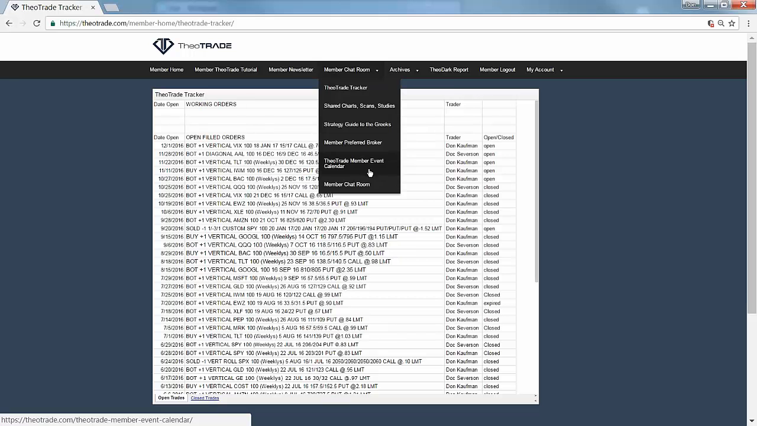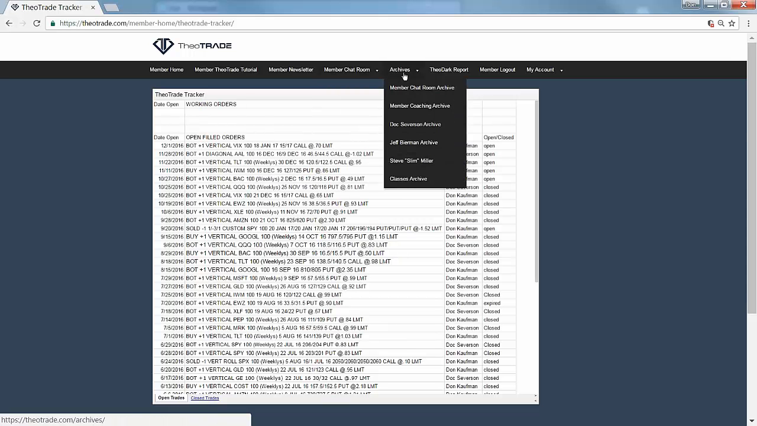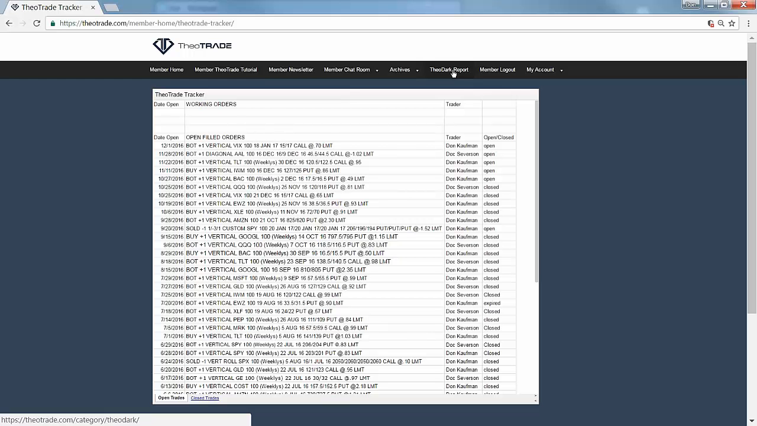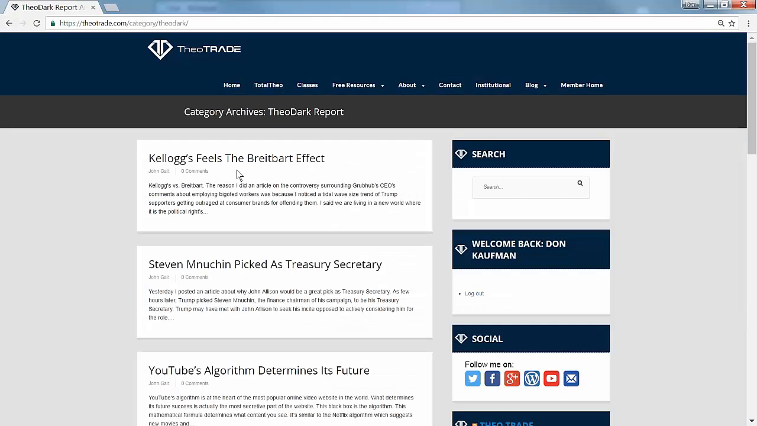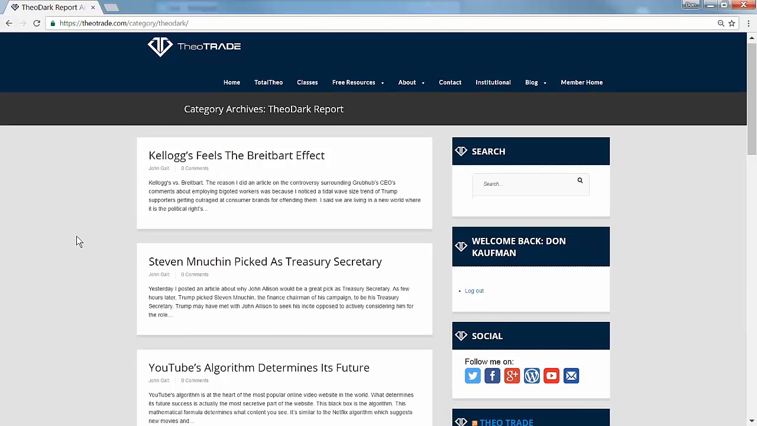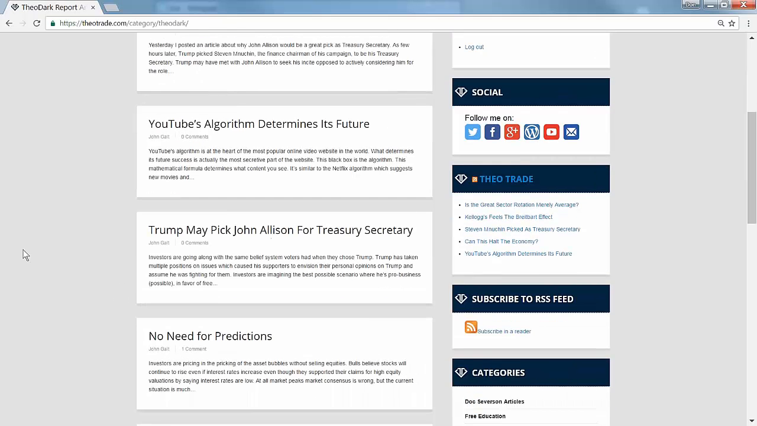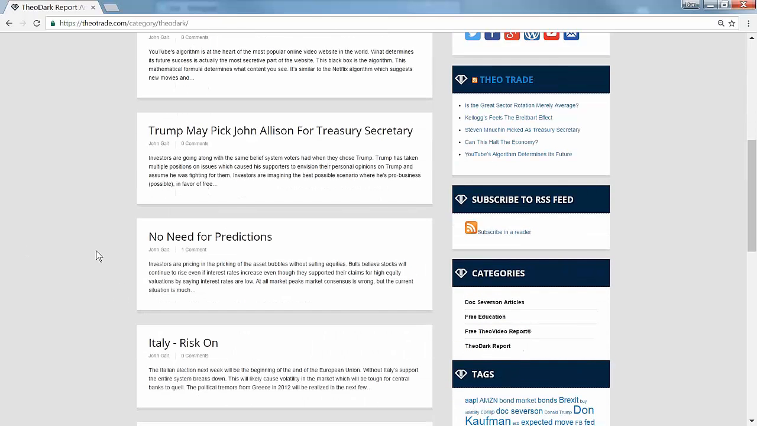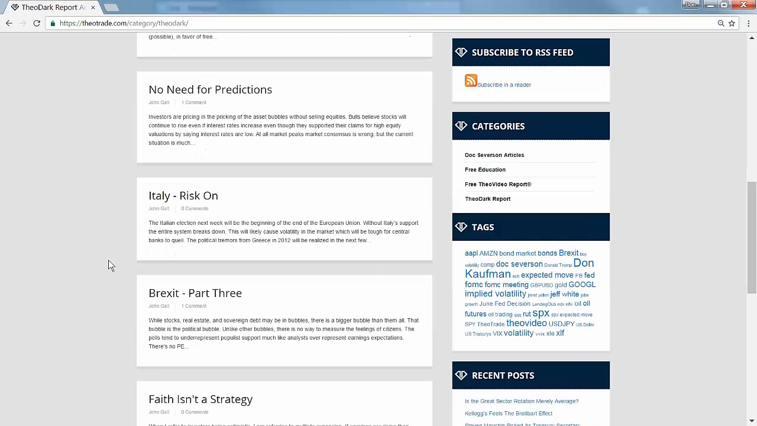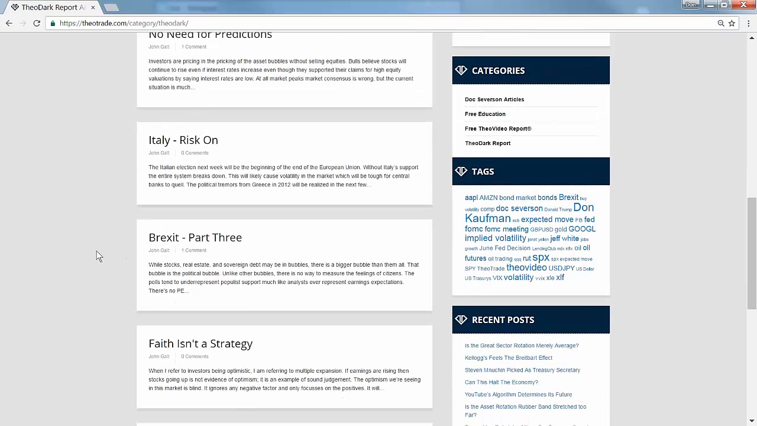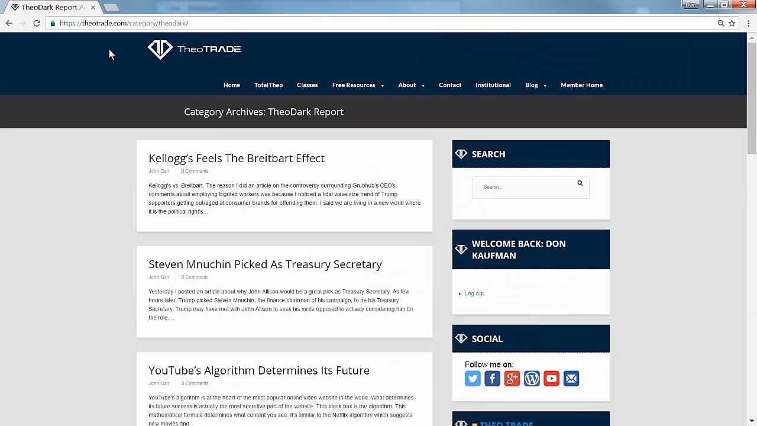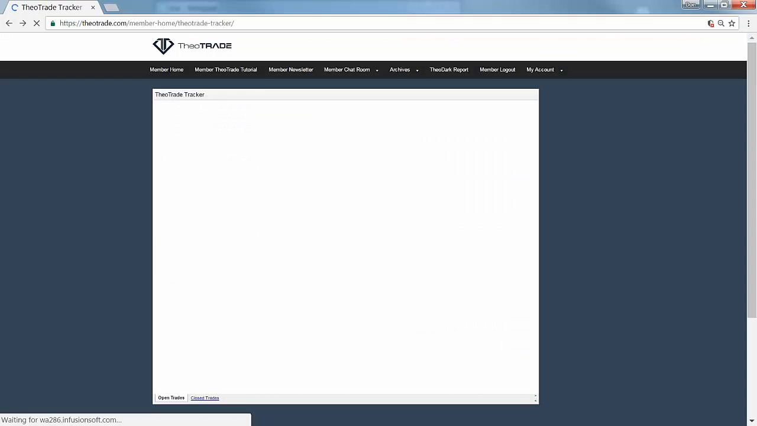Again, we've got calendars and all the different events. The TheoTrade tracker. When it comes to archives, you've got it. We have a Theo Dark report, which is a daily blog that comes out. I think you'll find these guys really innovative if you've never read this before, so check it out. Trump may pick a Treasury Secretary, no need for predictions, Italy risk on, Brexit Part 3. These are different articles out there. I think you'll really enjoy some of the content that we produce.